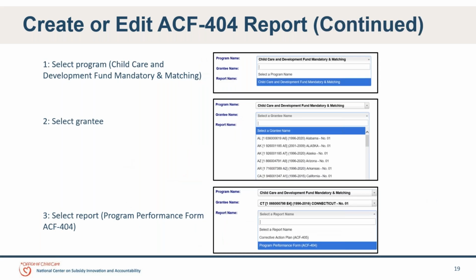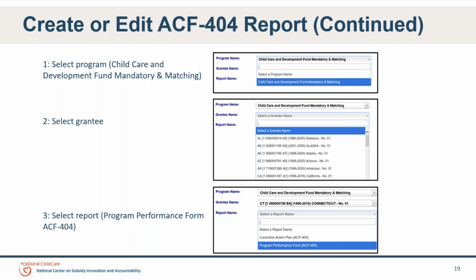Once you are on that page, from the first drop down, you select Program, which is Child Care and Development Fund Mandatory and Matching. Next, you select Grantee. In some cases, you might find that your state name shows up twice in the grantee list. I don't know if you can see it here in just the middle of the page. You can see Alaska has 2 grantees.